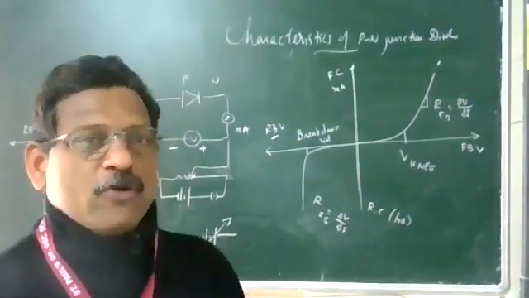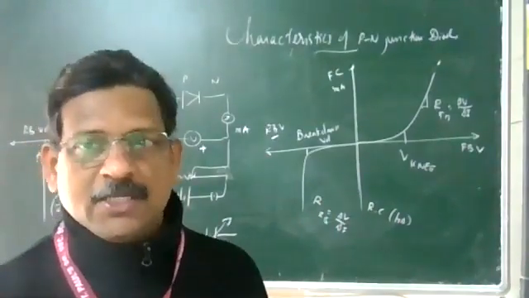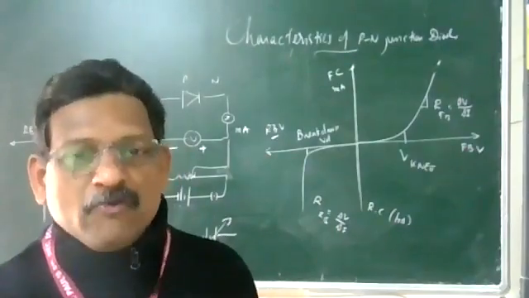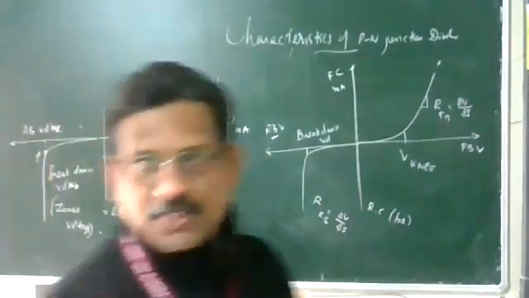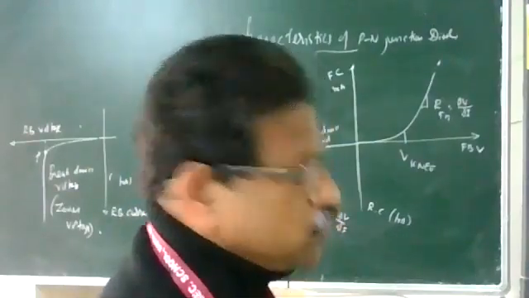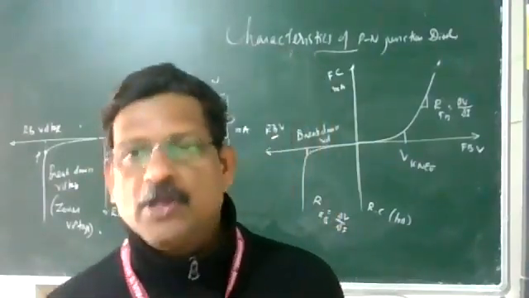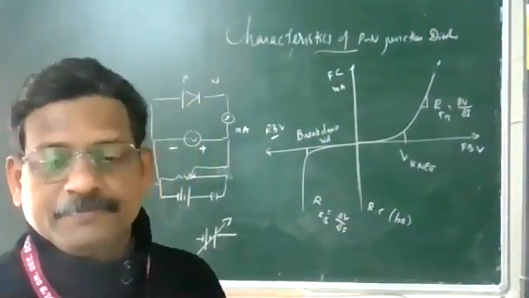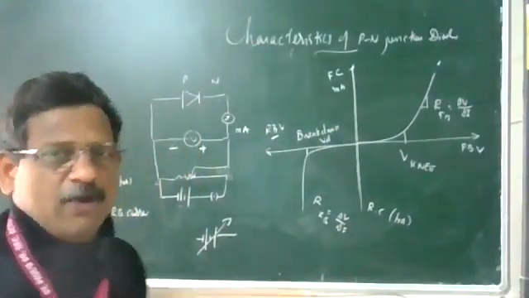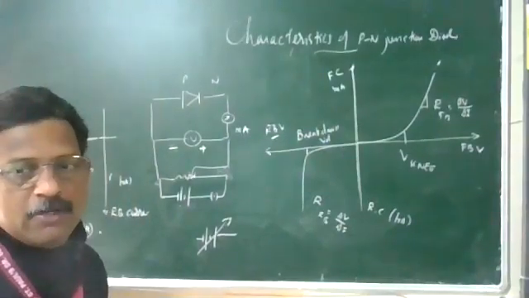So in forward bias the diode conducts, in reverse bias the diode finds it very difficult to conduct. This point we employ in rectification for converting AC to DC. That point will continue. Thank you. These graphs are very important for your practical reports.